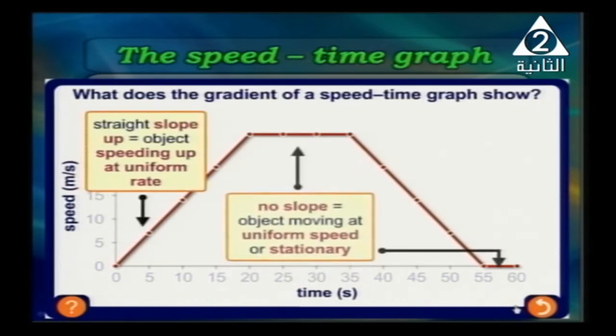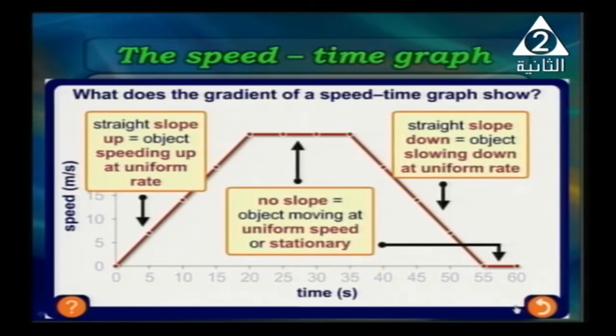So here we have a straight slope, and we have no slope, and we have a straight slope like this. A straight slope up means the object is speeding up. What's meant by speeding up? At a uniform rate, so we have increasing speed like a car increasing its speed during time. This straight slope up means the object is speeding up at a uniform rate, uniform acceleration.